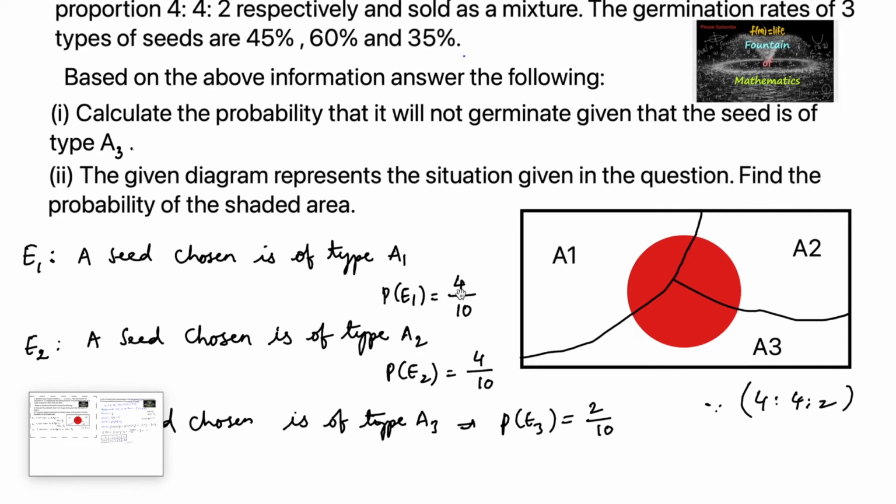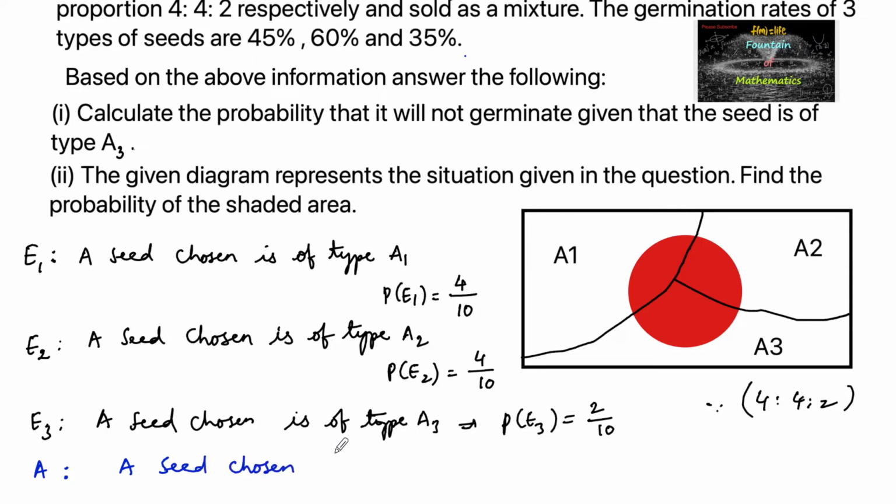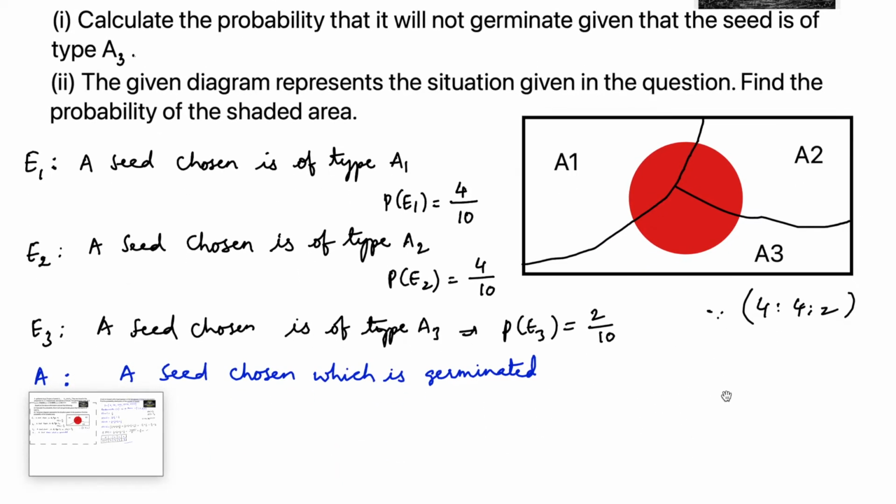And also we consider one more event. Let A be: a seed chosen which is germinated. Then its complement, A bar, is a seed chosen which is not germinated.